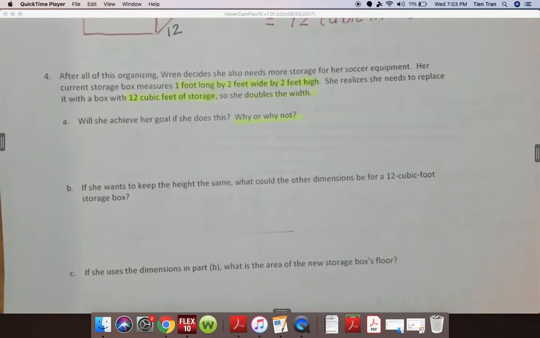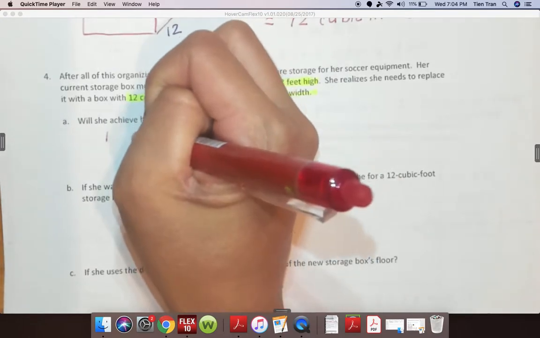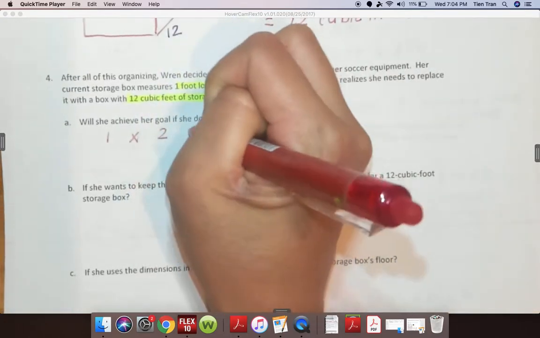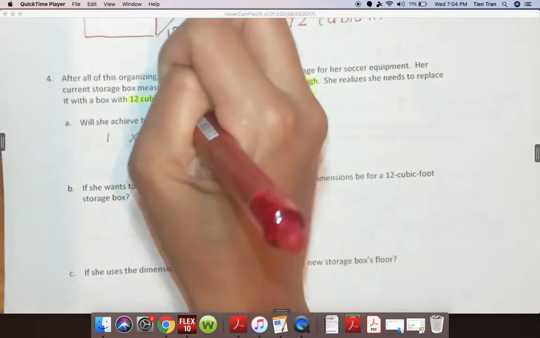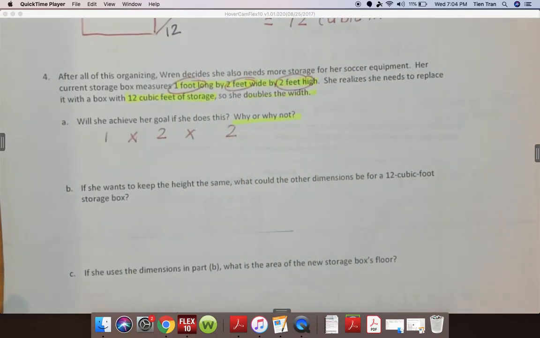So, same question as earlier. I need to figure out if she doubles the answer, is she going to get her goal? Okay, so I have 1 times 2 times 2. Okay, so let's try to double.